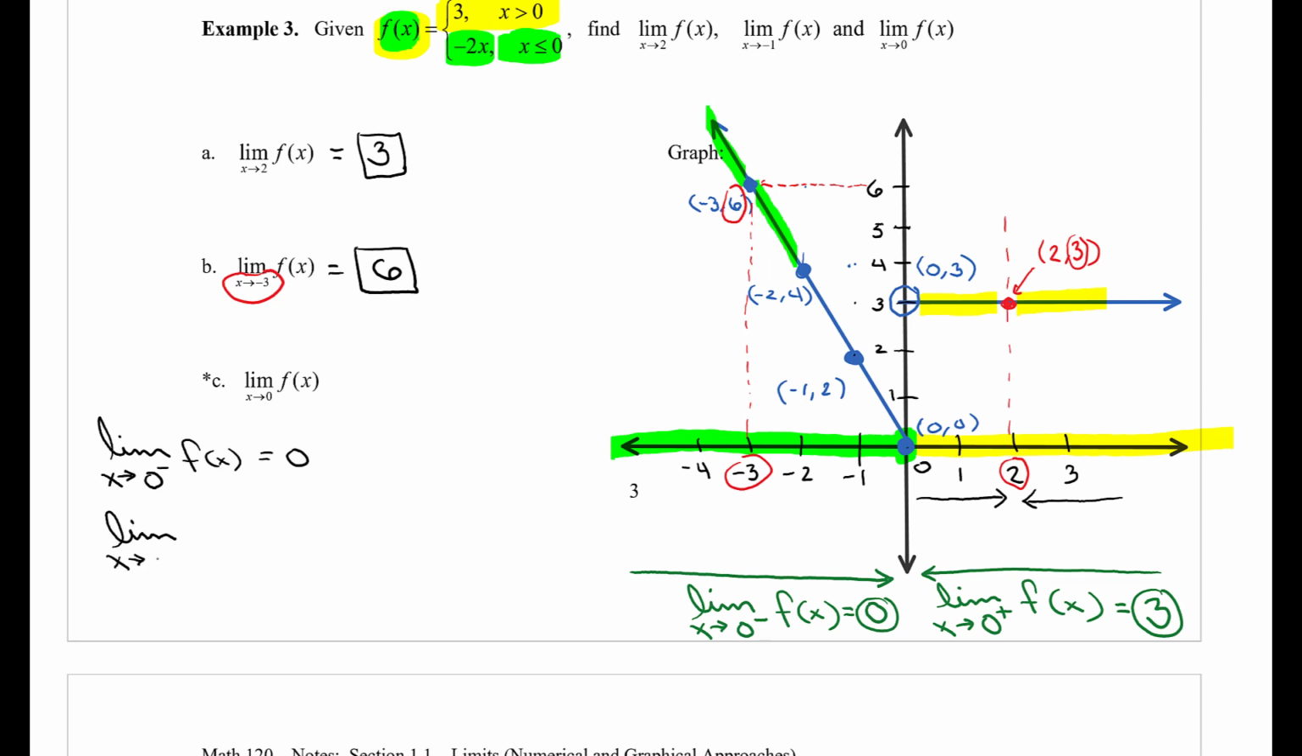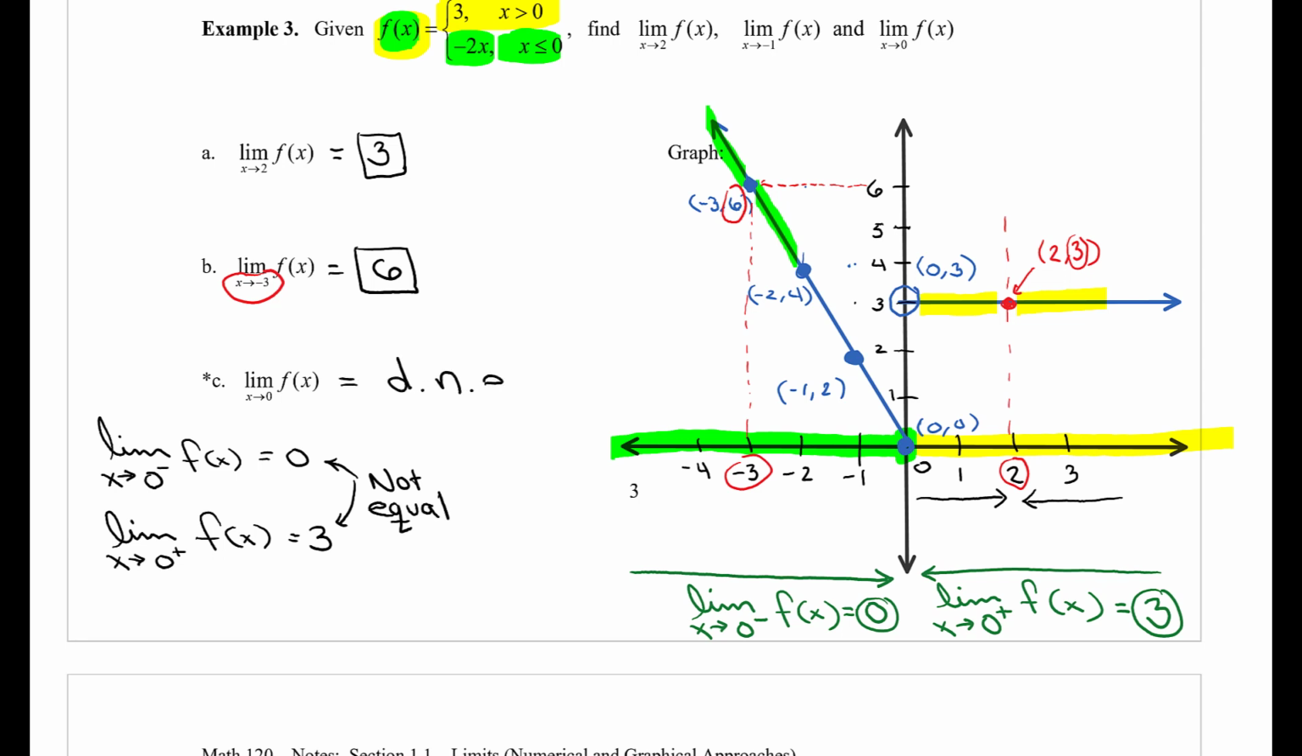I'm going to rewrite this right over here on the side right below the C part. The limit as x approaches 0 from the left of f of x equals 0. The limit as x approaches 0 from the right of f of x equals 3, so that you can clearly see here that they are not equal to each other. I'm going to point arrows at the 0 and at the 3, and then write the words not equal right next to it.